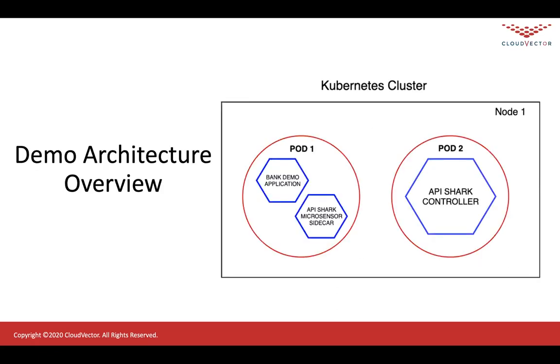Okay, so this is an architecture of the demo that we're going to be doing today. It's a very simple setup. It's a single node Kubernetes cluster. We've got 2 pods running. I've already gone ahead and deployed a demo banking application, which we'll use. And today we'll deploy the API Shark controller. Once the controller is installed, we'll download and go ahead and install the microsensor as a sidecar. And what you'll notice here is that we don't have to make any changes or shim the code. This is simply a sidecar that gets deployed alongside the demo banking application and starts gathering all the information.